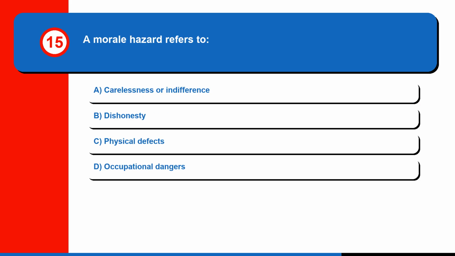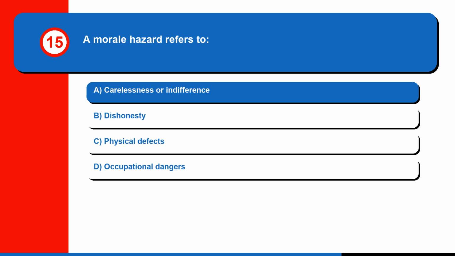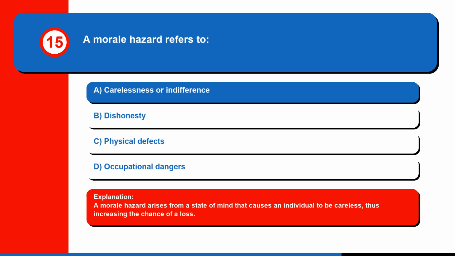Question 15. A morale hazard refers to A. Carelessness or indifference. B. Dishonesty. C. Physical defects. Or D. Occupational dangers. The correct answer is A. Carelessness or indifference. A morale hazard arises from a state of mind that causes an individual to be careless, thus increasing the chance of a loss.